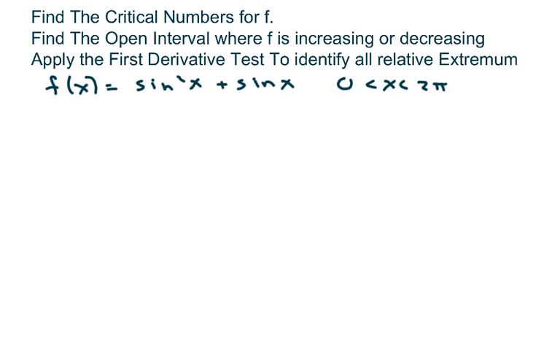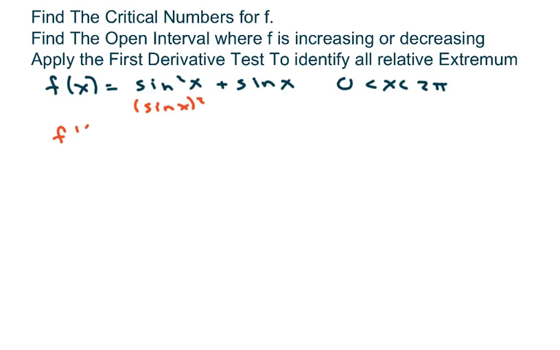Hi everyone, we're going to find the critical numbers for our trig function here and find the open intervals where f is increasing or decreasing, and also apply the first derivative test to identify all relative extrema. So the first thing I'm going to do, just recall that this is really sine of x squared.